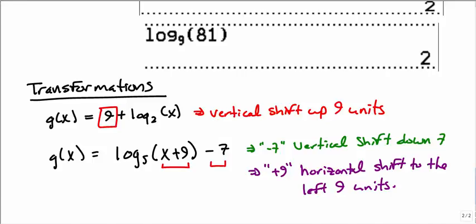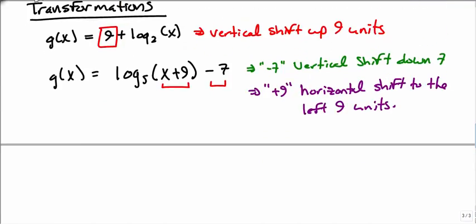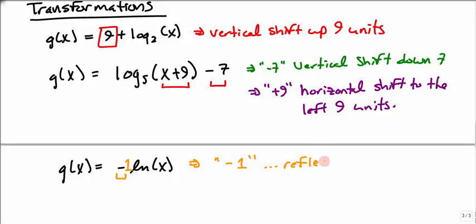Now the other type of transformation that we often talked about was reflecting across an axis. So let's look at another example. g of x equals, let's say, minus ln of x. Well, our transformation here is just this negative sign. So this negative 1 that's out front, because we could put a 1 here, is a reflection across the x-axis. Now if the negative was on the inside of the argument, it would be a reflection across the y-axis, but I don't think you run into any of those in your homework set.